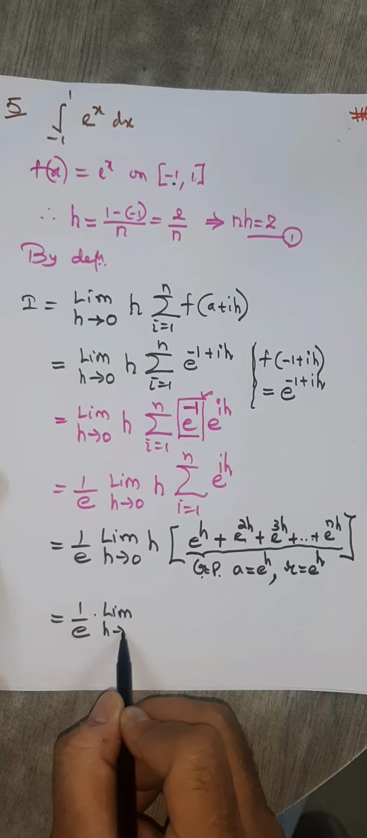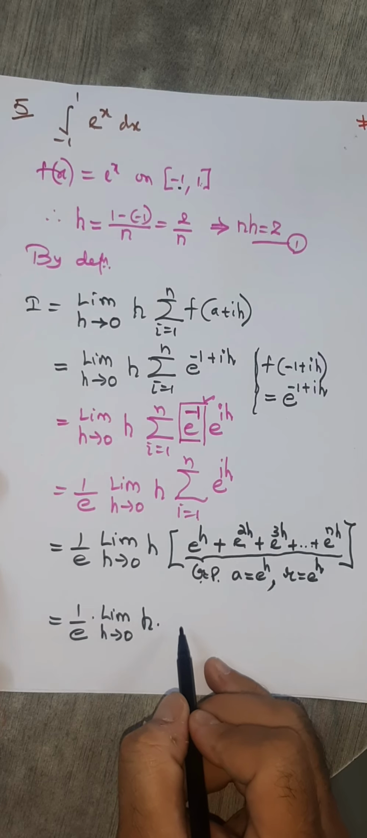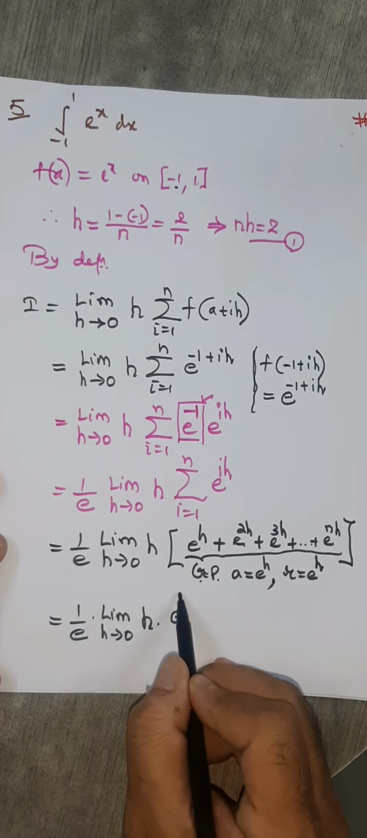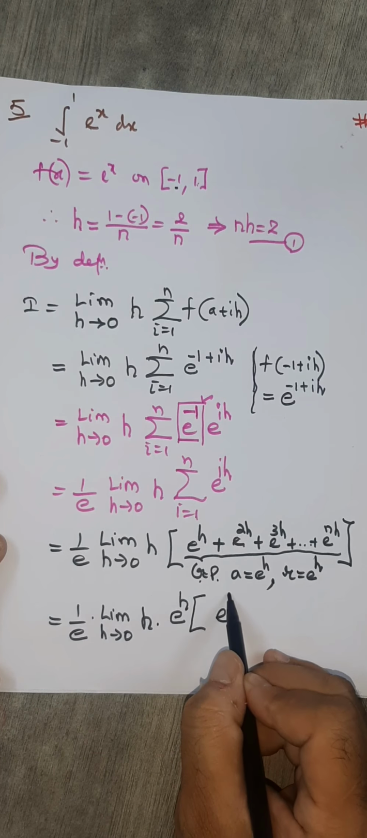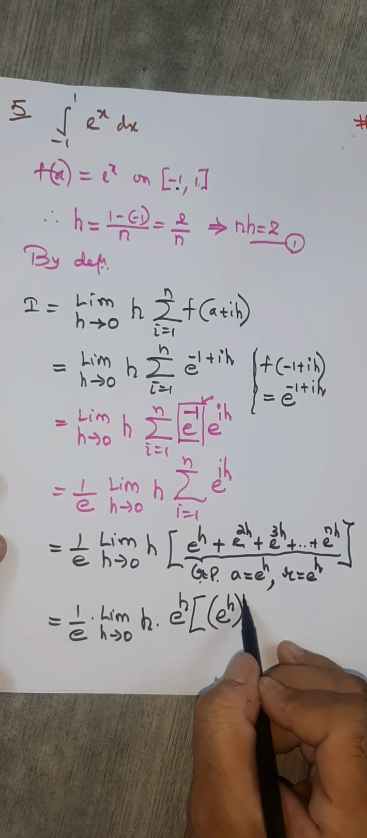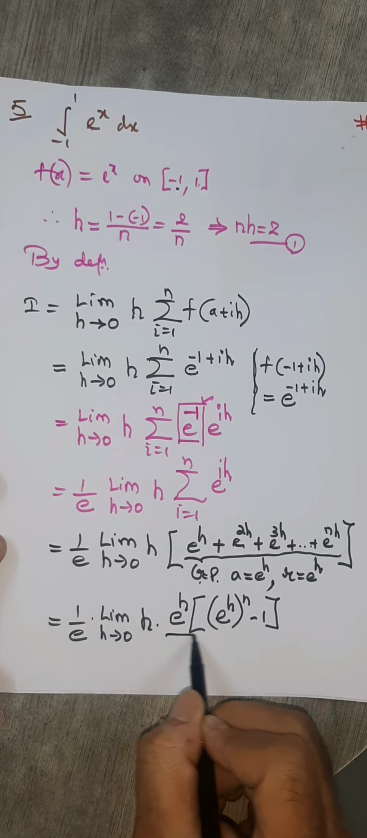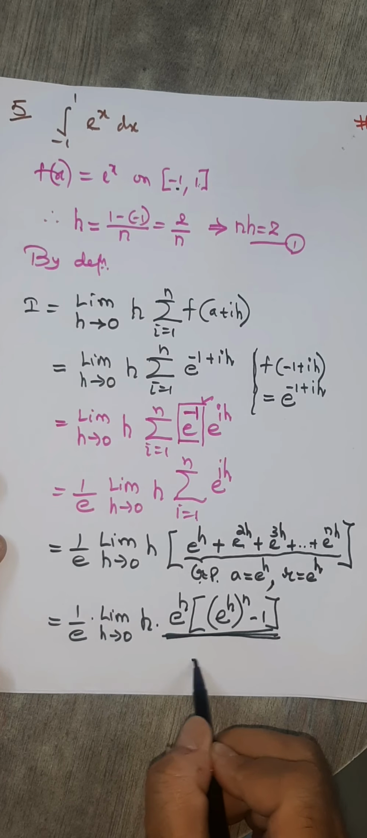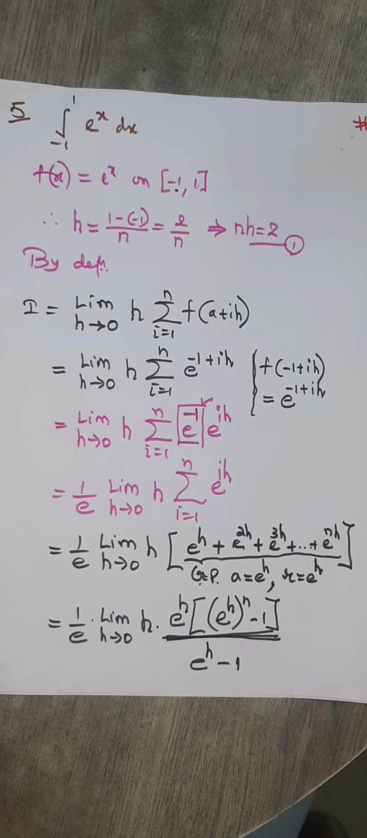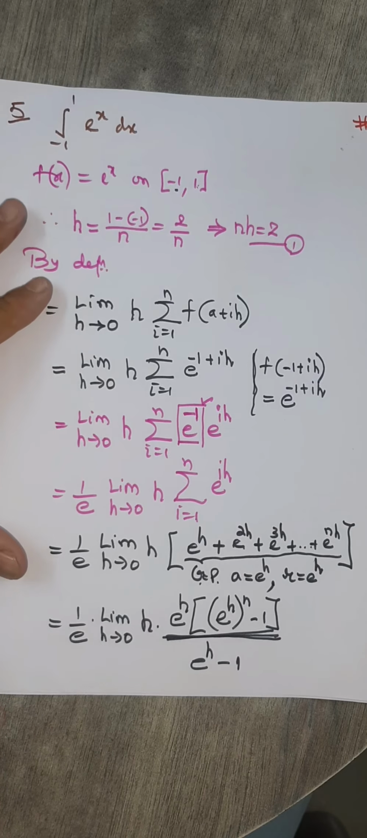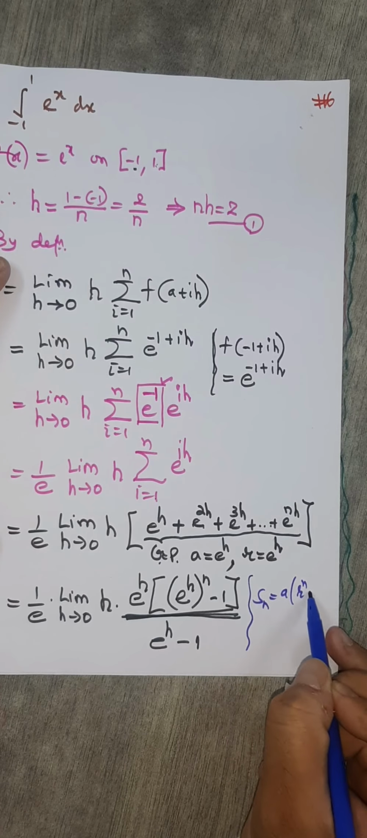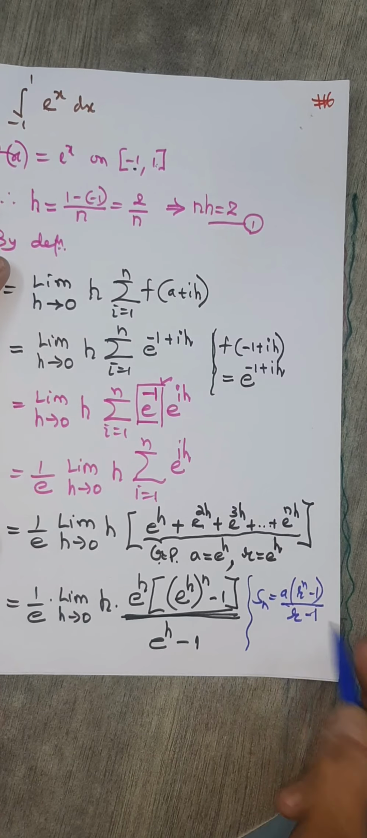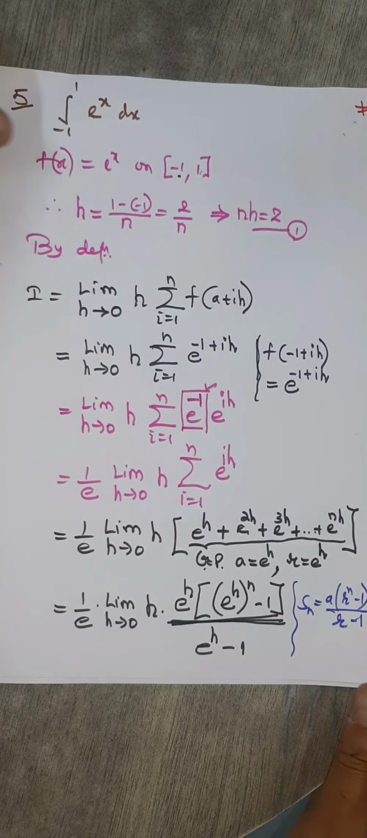This is limit h tends to 0, h into, what's that formula? a into, a is e raised to h, (r raised to n minus 1) upon (r minus 1), that is (e raised to h) raised to n minus 1, upon r minus 1. r minus 1 means what? e raised to h minus 1. Which formula have I used? Sn equals a into (r raised to n minus 1) upon (r minus 1), as I mentioned in the beginning. Okay, now the next step here.